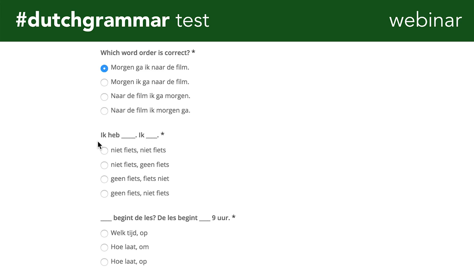This question is about negation, when to use geen and when to use niet. Lesson 25. Geen we put in front of a noun. Niet we put after a verb. So the answer: ik heb geen fiets, ik fiets niet.